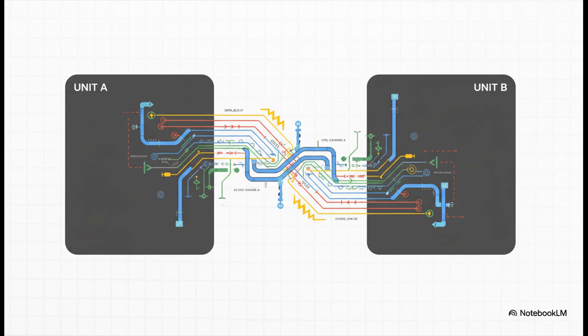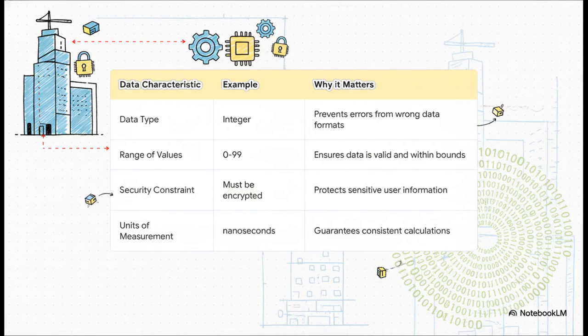This part of the document is the software's version of the schematics for the building's plumbing, its electrical wiring, and its ventilation systems. It defines with absolute precision how every single unit talks to every other unit and to the outside world. And this is where you see just how ridiculously precise the SDD is. It's not enough to say, hey, component A sends some data over to component B. No way.